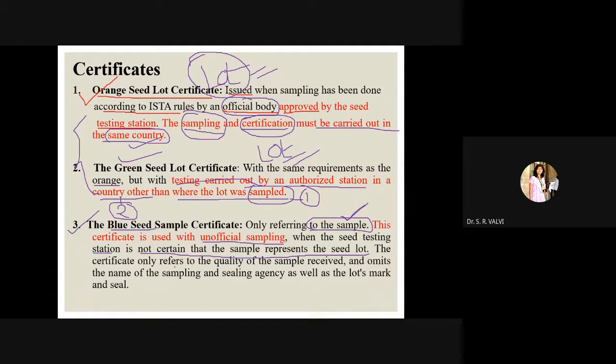So the certificate only refers to the quality of the sample received and omits the name of the sampling and sealing agency, as well as the lot's mark and seal. So all these four things will not be there: the sampling agency name, the sealing agency name, the seed lot mark, and the sealing, in the case of blue seed sample certification.